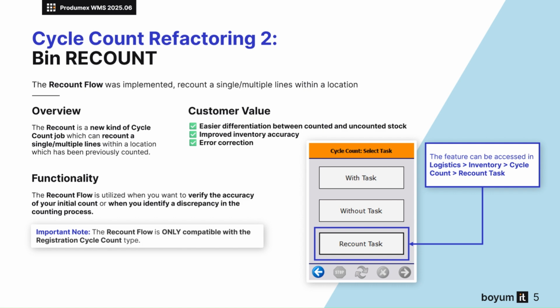By enabling easy recounts, inventory data becomes more accurate, which reduces losses, picking errors, and issues in sales and distribution operations. Error correction. The feature allows for validation and correction of quantities without counting the whole location again. Let's check the UI changes.